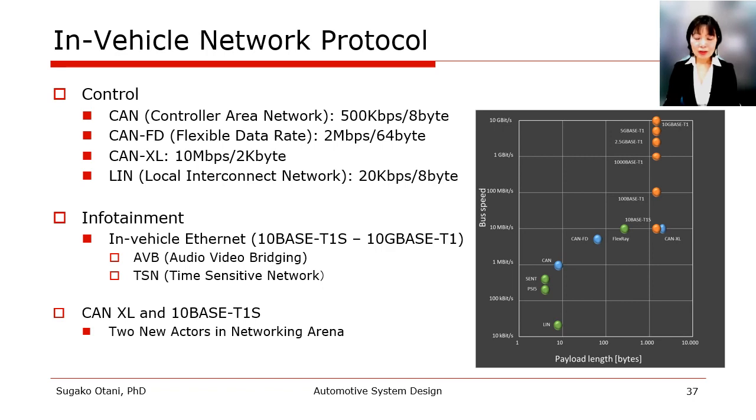CAN, Controller Area Network, is the most used protocol for low and medium speed automotive control applications such as powertrain. When CAN was invented by Bosch, bit rates of 500 kbps and 8-byte payloads were sufficient. Today, with very similar technology, CAN XL supports transmission speeds of 10 Mbps and payloads up to 2 KB.